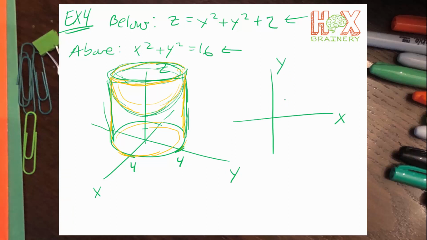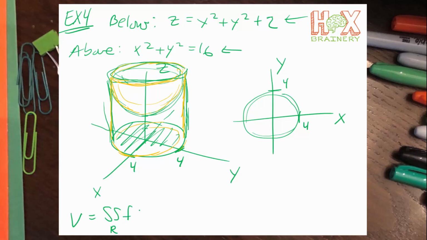And then the region is just basically this part here. So just the circle centered at 0, 0 with radius 4. All right, so I need to find the volume. So the volume is going to be equal to the double integral over this region R of the function dA. Okay, so in polar coordinates, I gotta figure out what this function is going to be.